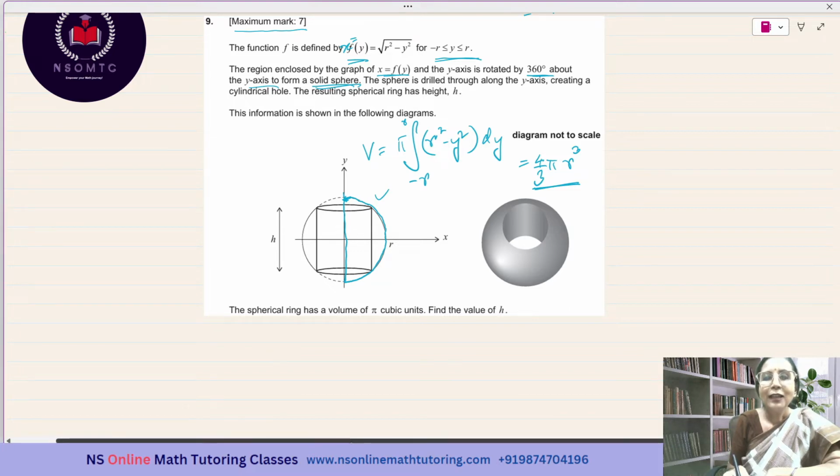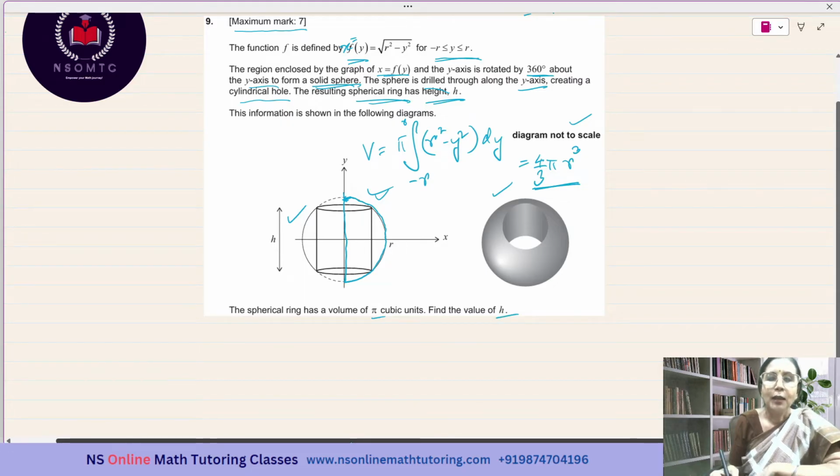Now they are saying the sphere is drilled through along the y-axis, creating a cylindrical hole. The resulting spherical ring has height h. This is the height h. The information is shown in the following diagrams. These are the two diagrams given, and the diagram is of course not drawn to scale. They are saying the spherical ring has a volume of pi cubic units. Find the value of h.